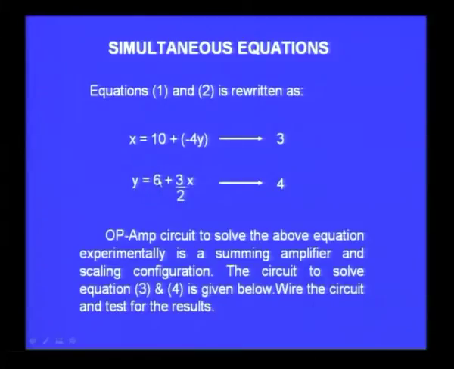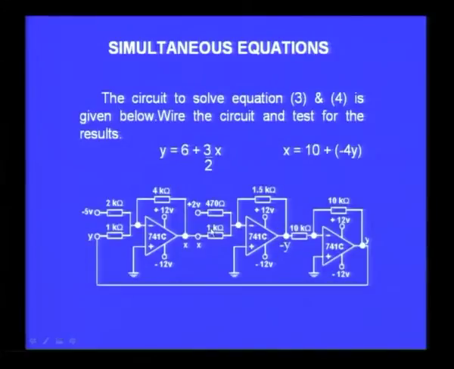So y is equal to 6 plus 3 by 2 x is the second equation. Having obtained the x from the first equation and the y in terms of x from the second equation, I can use an op amp to implement this in the summing mode, and implement this in the summing mode, and then cross connect x and y. That is all I should do. Now let us see whether we have done that.